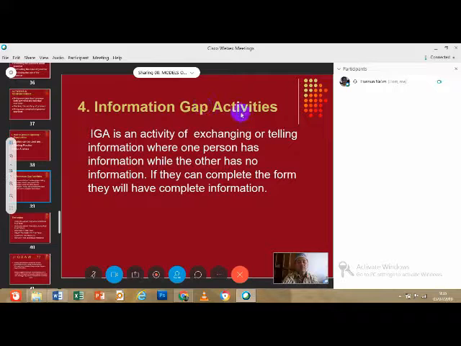For information gap activities, IGA is an activity of exchanging or telling information where one person has information while the other has no information. If they can complete the form, they will have complete information.